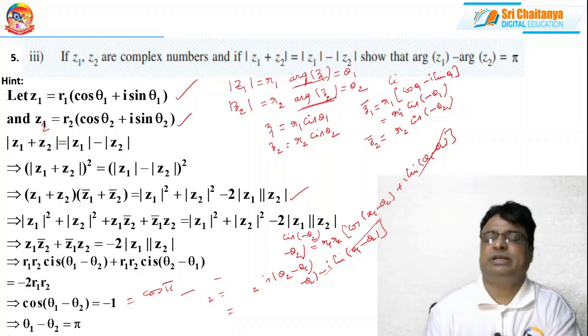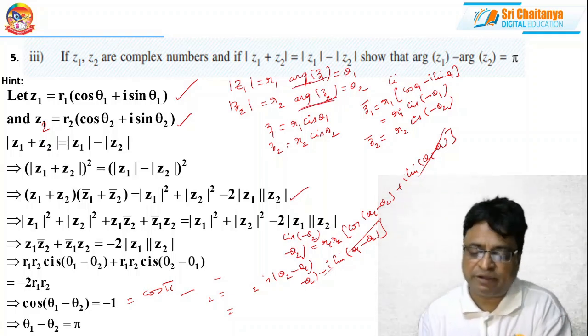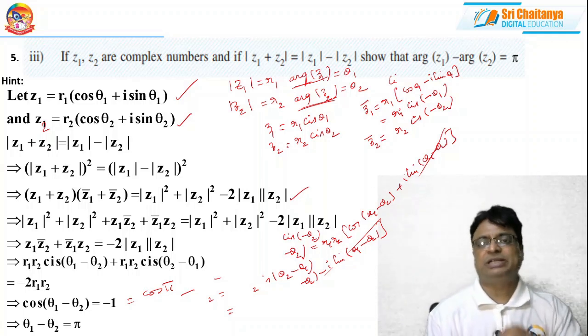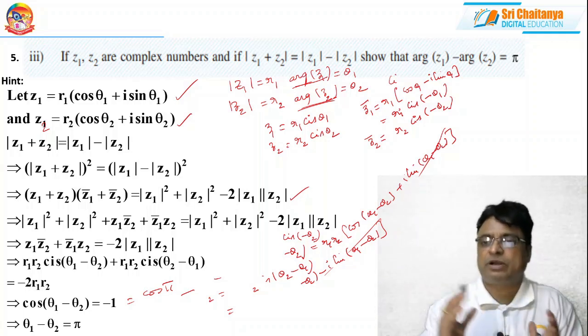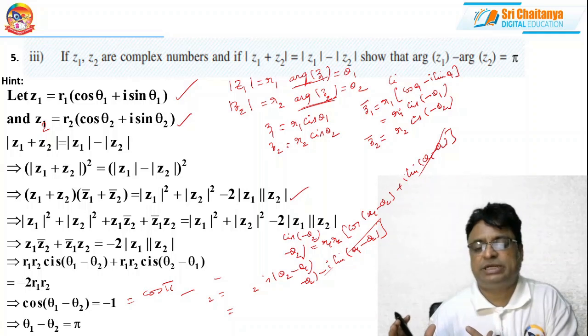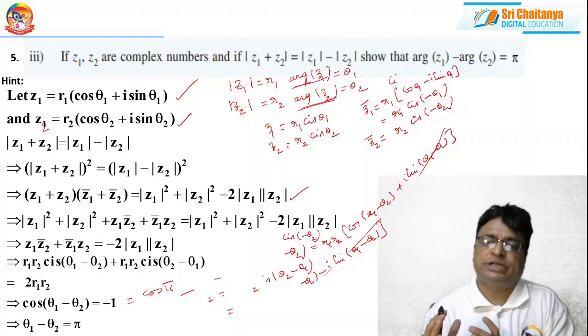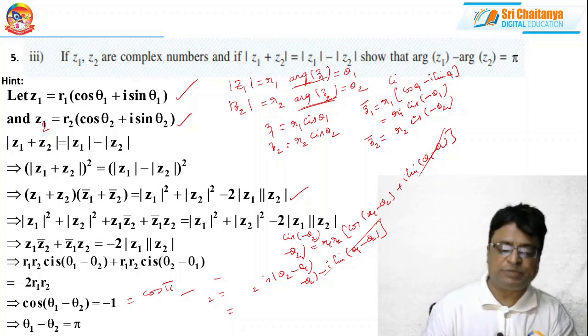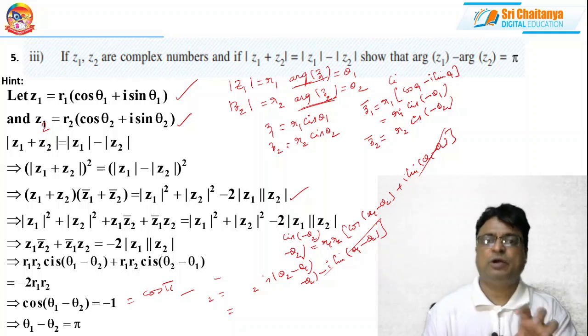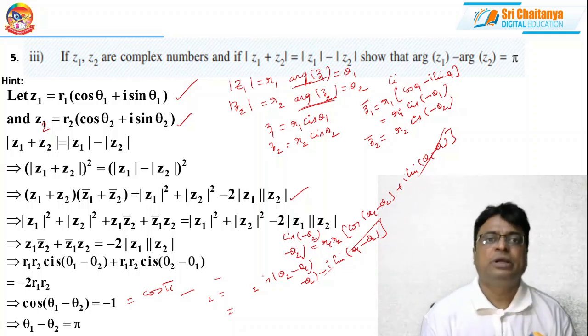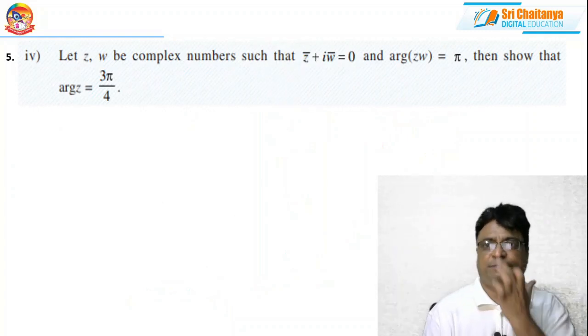So this is also another technique. Whenever this kind of problem is given to you, you consider your z1 as R1 cos theta 1 plus i sin theta 1, and z2 as R2 cos theta 2 plus i sin theta 2, and you simplify this. You have to practice. Okay? Now, coming to problem number 4 of the 5th problem.